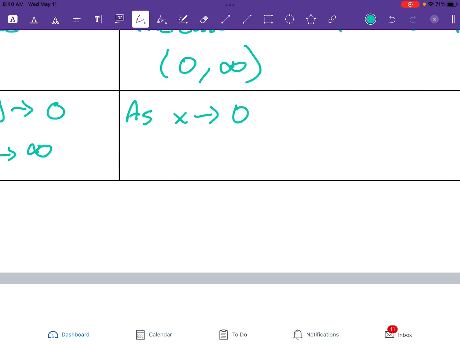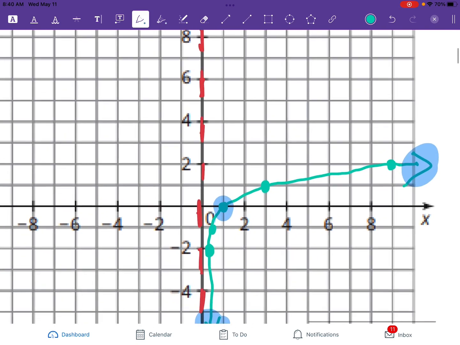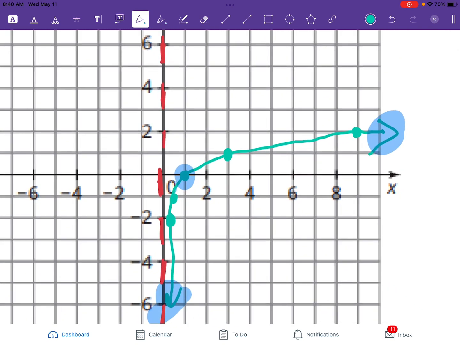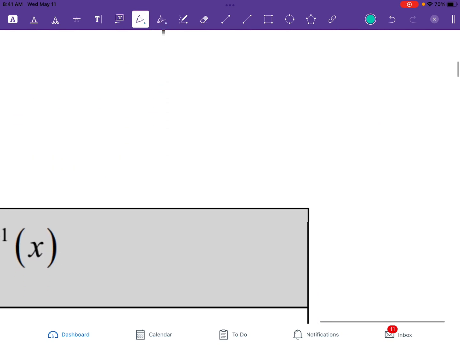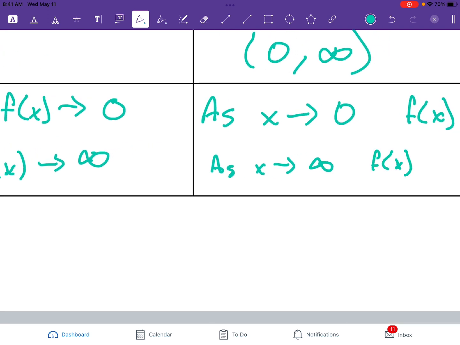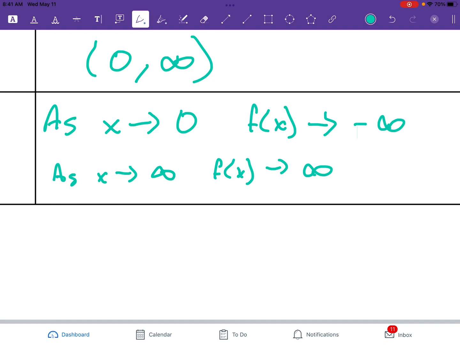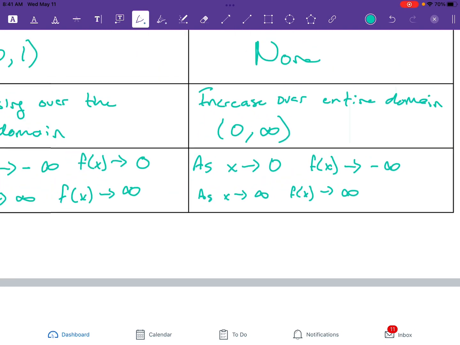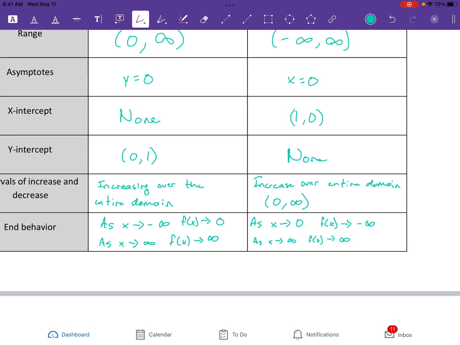Here we go. As x approaches 0, f of x will approach negative infinity, because as it approaches 0, it keeps going down. On the other side, as x approaches positive infinity, because it's going to the right, let's go back up to the graph and check it out. As x approaches positive infinity, which is, again, over here, the graph is also going up at the same time, so it's approaching positive infinity. There we go. Those are the characteristics of our regular graph and our inverse.